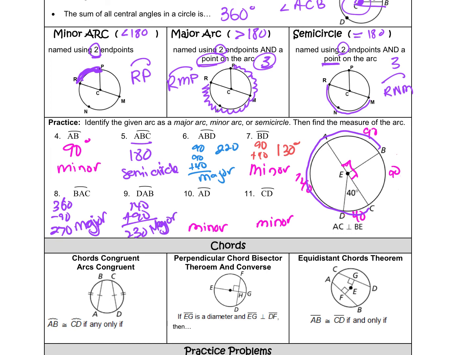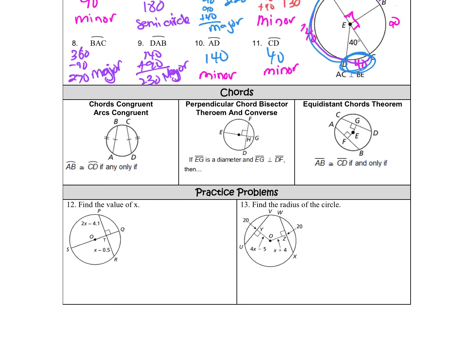All right, let's go to A to D. A going to D, we know it's 140, which is a minor arc. I have next C to D, so C to D, which is right here, which is 40. We're almost done, stay with me.